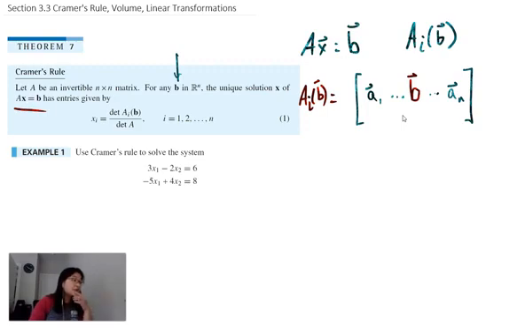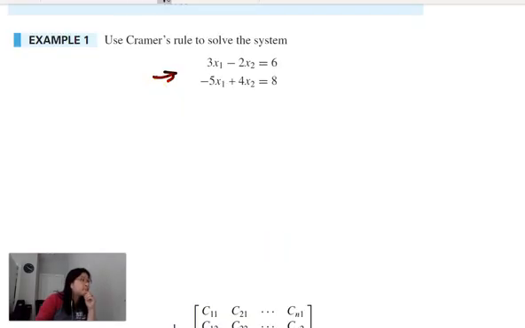So how can we use Cramer's rule to solve this system? First we need to establish what our matrix A is, what our matrix B is, and then what our A sub I of B is. So work that out on your own, pause the video, and then we will look at it together.